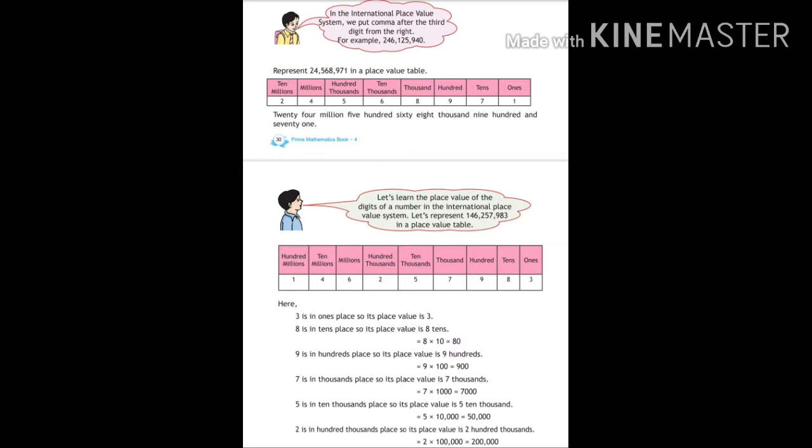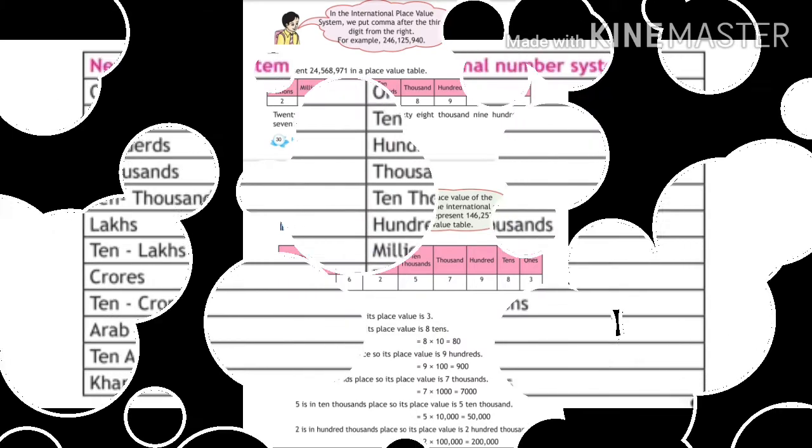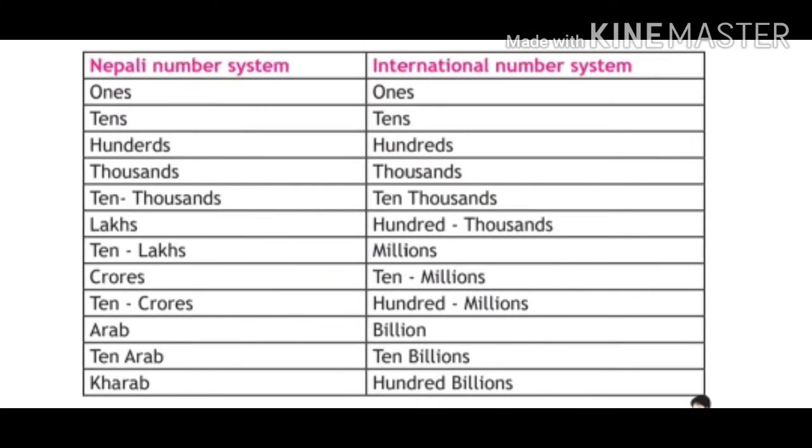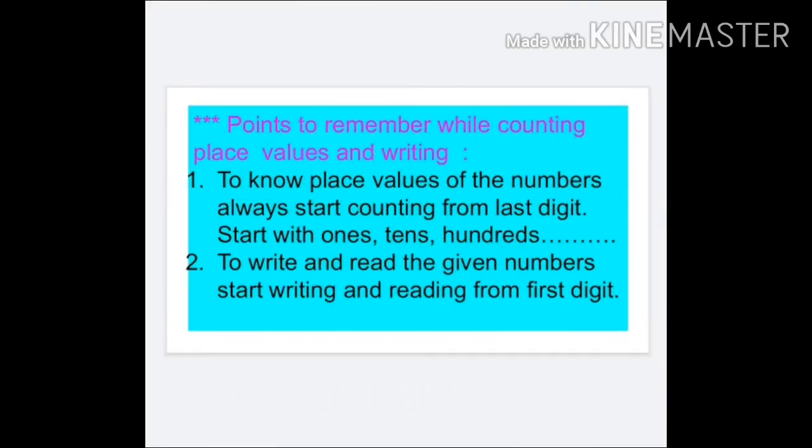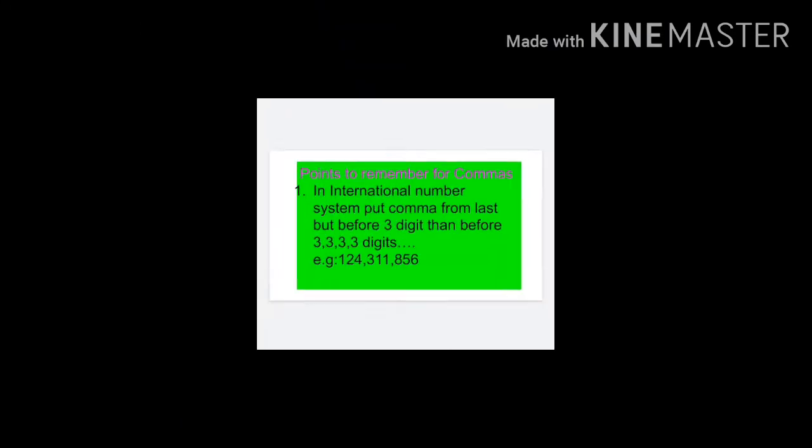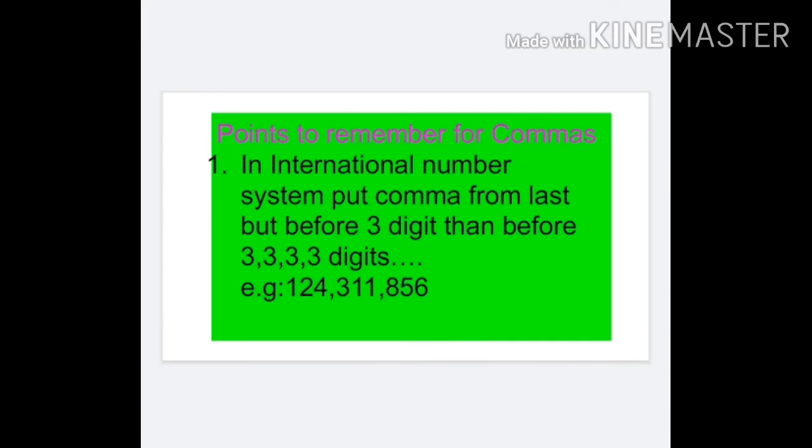International number system is the number system which is universally accepted and used. Its place values start from ones, tens, hundreds, thousands, 10,000, 100,000, millions, 10 millions, 100 millions, billions, 10 billions, 100 billions and trillions. Another thing you have to remember is that while counting place value and putting commas, we have to start counting from the last digit. For reading and writing, we have to start from the first digit.